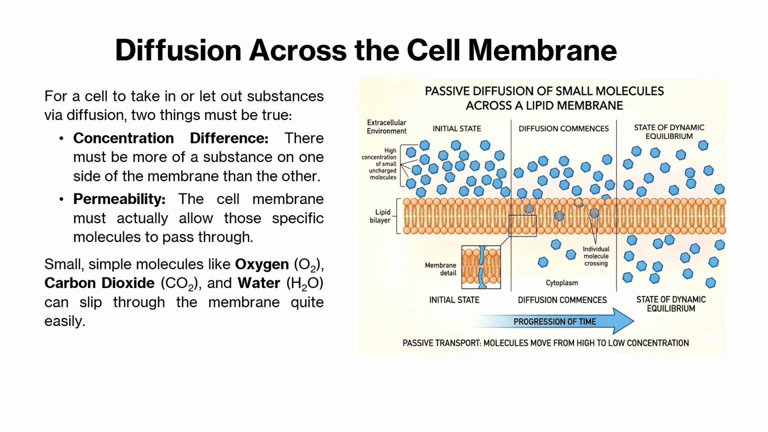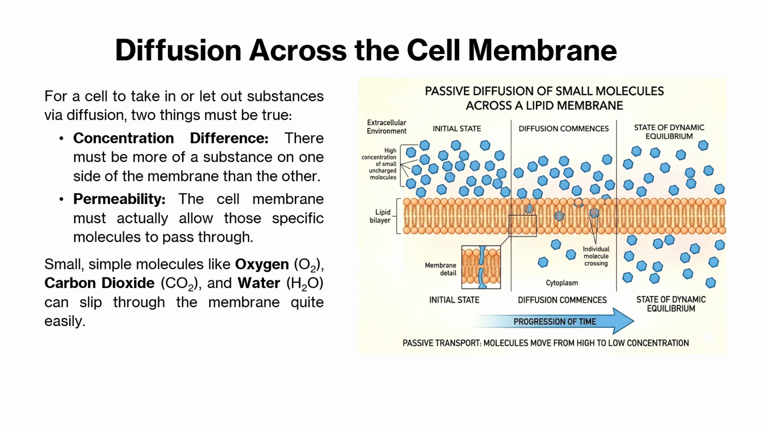There must be more of a substance on one side of the membrane than the other. If the concentration is exactly the same on both sides, there is no gradient. It means there is an equilibrium, a balance, and the net movement then stops.